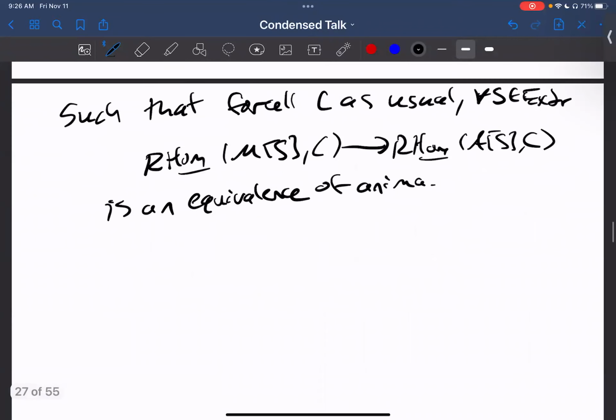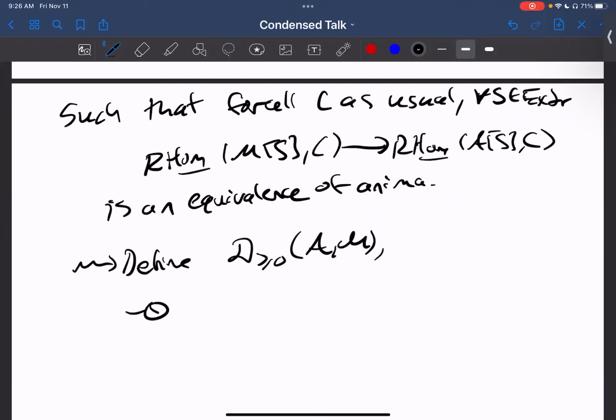And as before, you can define d greater or equal to 0 A-M. You can also talk about tensoring over A with A-M and all the usual stuff.